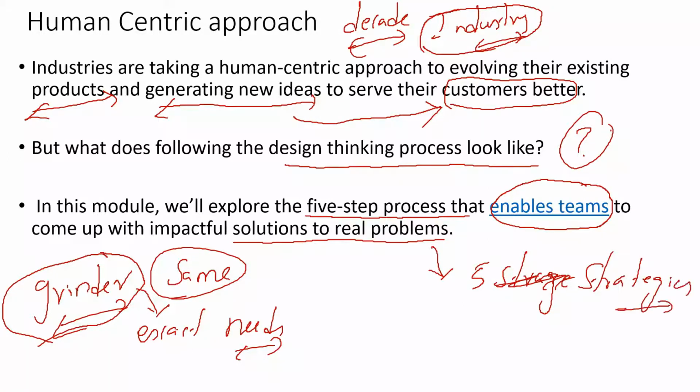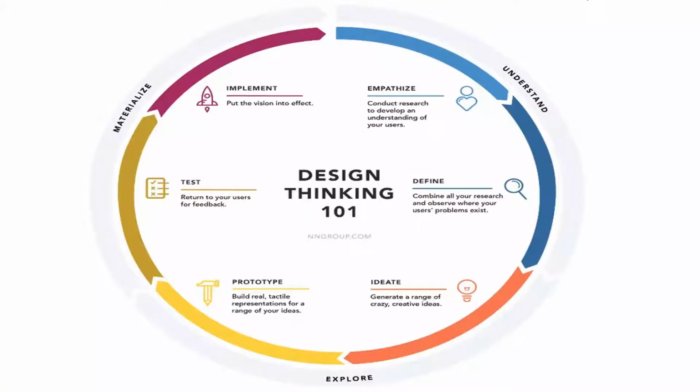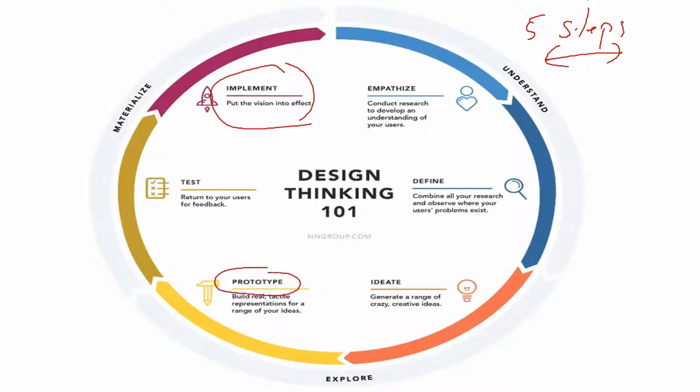Five strategies we are going to study in this particular module, and those strategies we are going to discuss one by one. So this is the strategy which I was talking about. We have 5 important steps to implement a prototype. The first important step for design thinking is to empathize.